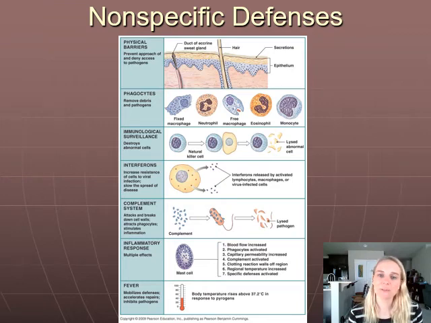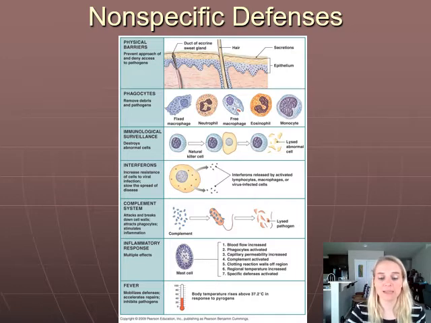Hi, welcome back. For this little mini lesson, we are going to talk about our non-specific defenses. The book also uses the term innate defenses, which means kind of inborn. You have these from when you are born. You don't have to be exposed to any particular pathogen to get protection.